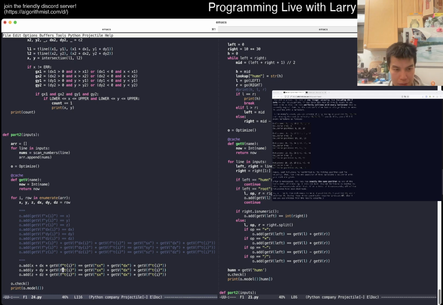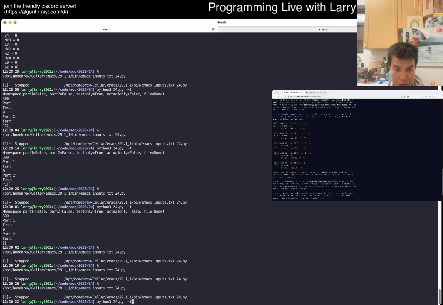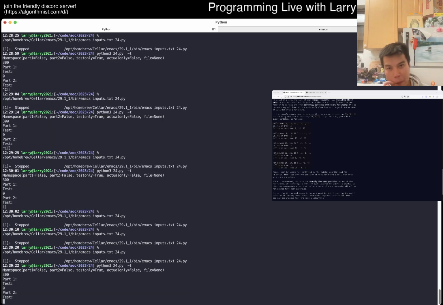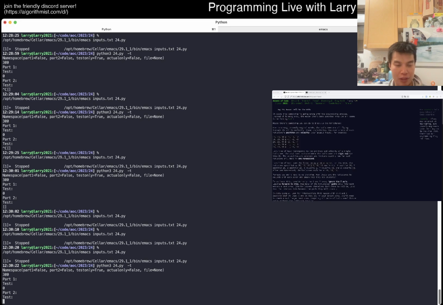Oh, right. Copy and paste over. At least that finished quickly. This doesn't even finish quickly for the test inputs, let alone the other input. I mean, I think this is technically right, I think.